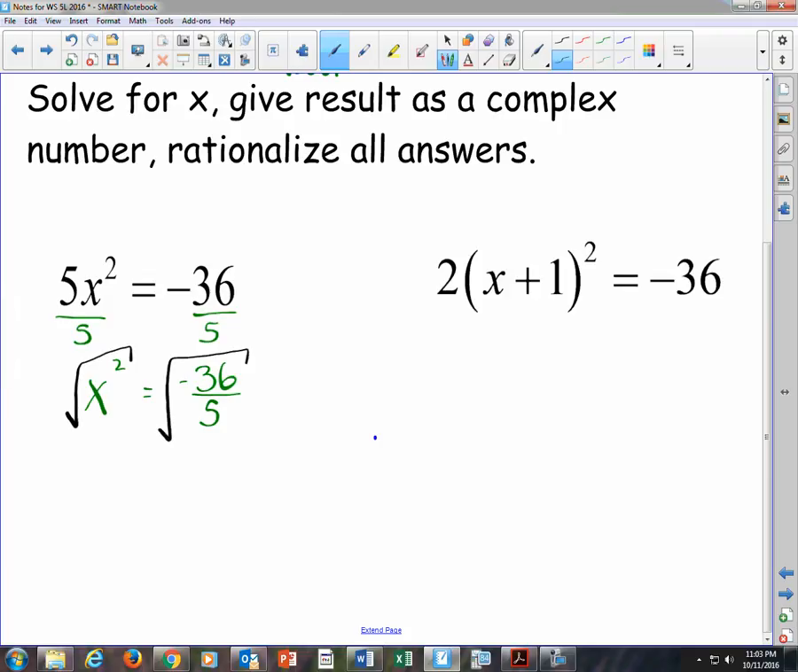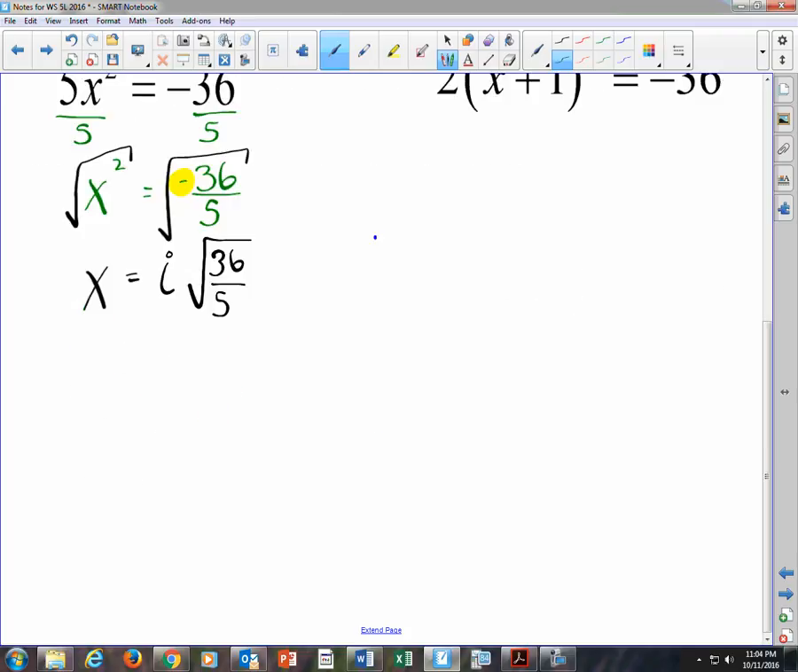We now have a fraction under a radical, and not only is it a fraction under a radical, it's a negative fraction under the radical. So I'm going to do one thing at a time. First, I'm going to take care of that negative. It will come out of the radical as an i. So I will have i, and then the square root of 36 over 5. Notice there is no negative on the inside of the radical.